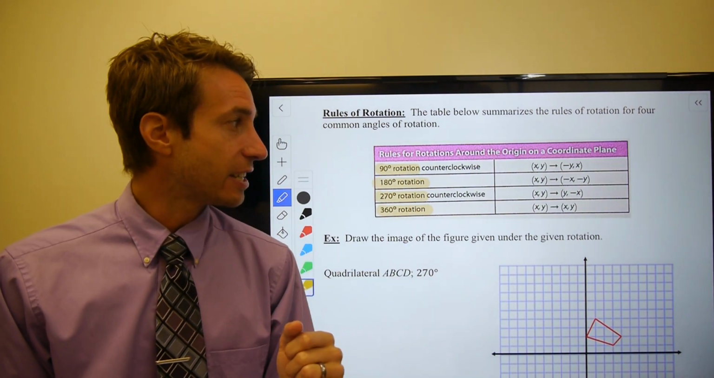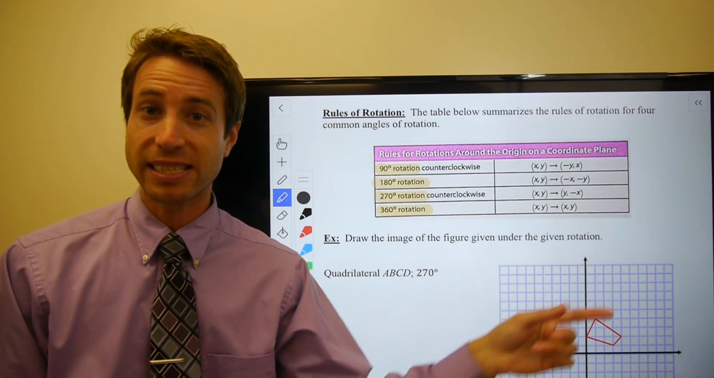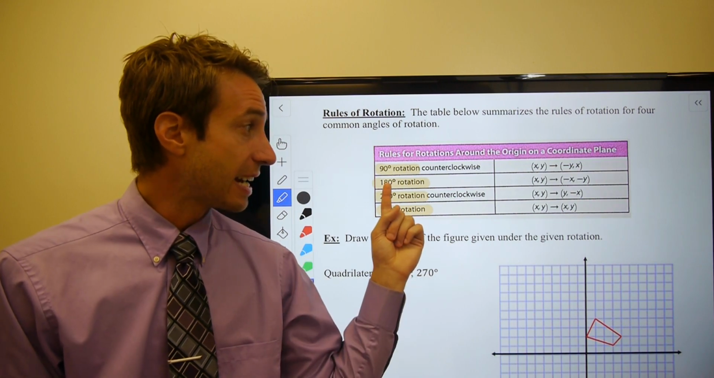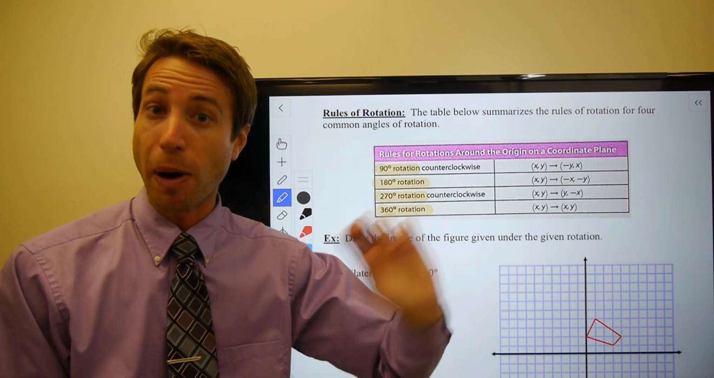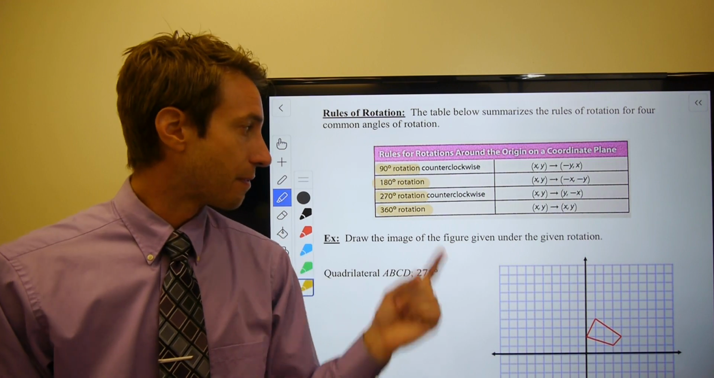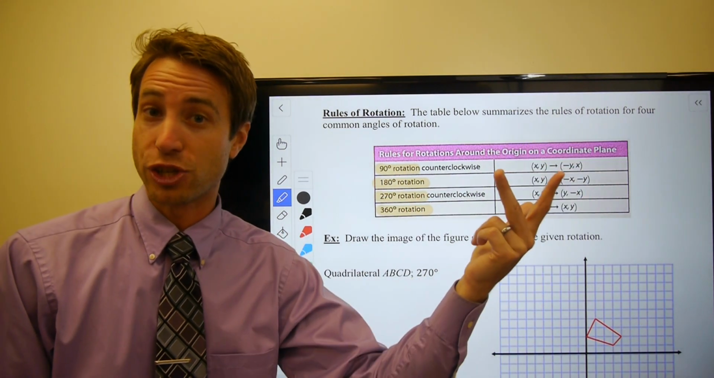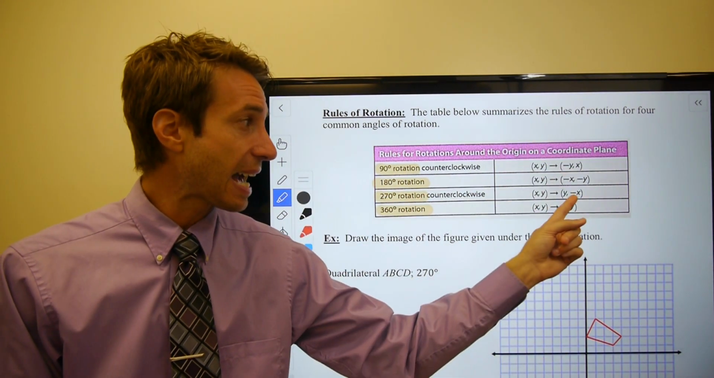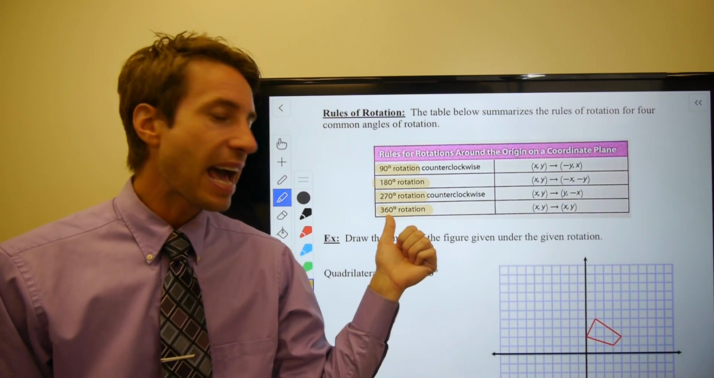So if you're going 90 degrees, the x and the y values switch places and the y becomes negative. 180 degrees, the x and the y stay in their spot, but you make each of them negative. If you're going 270, switch the x and y value, but this time the x is made negative. And we talked about this.